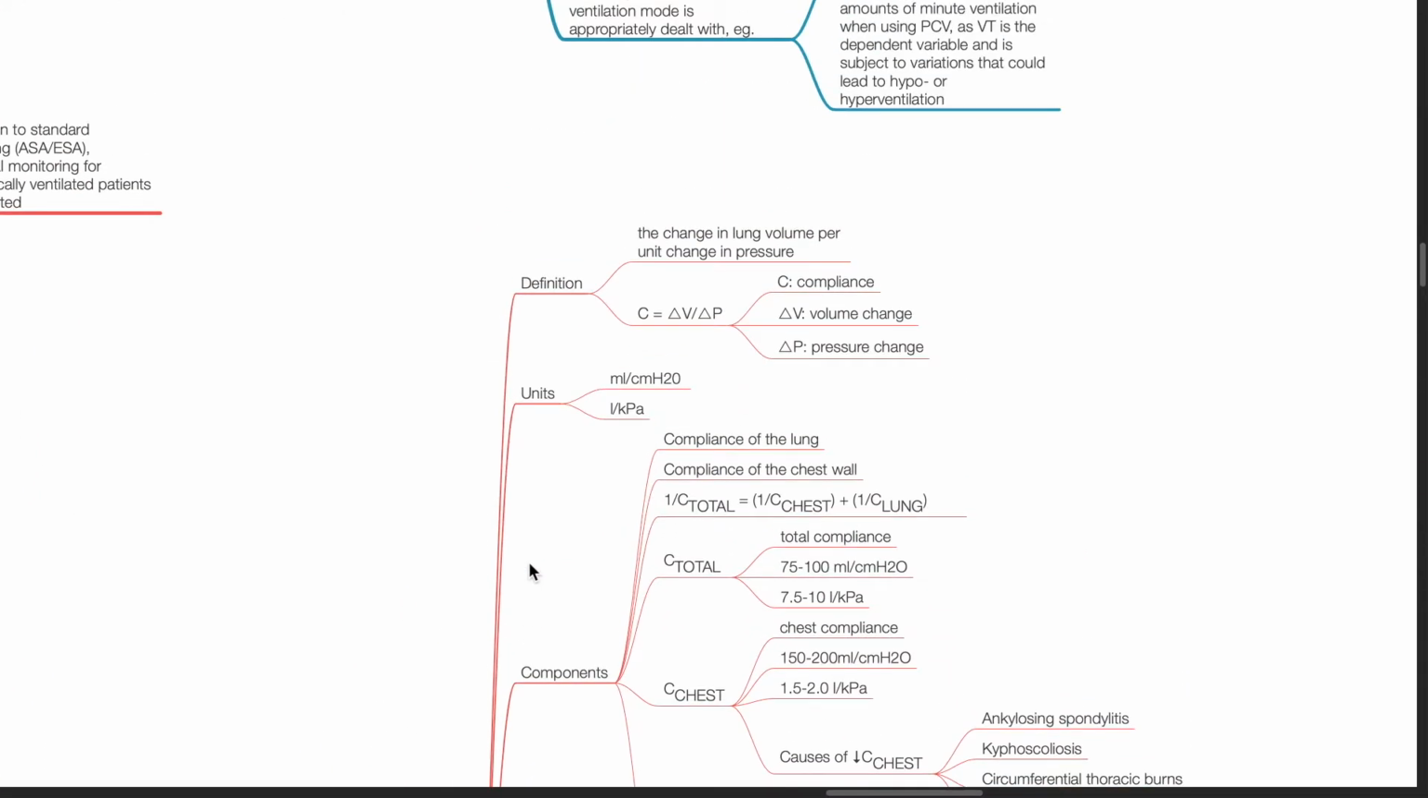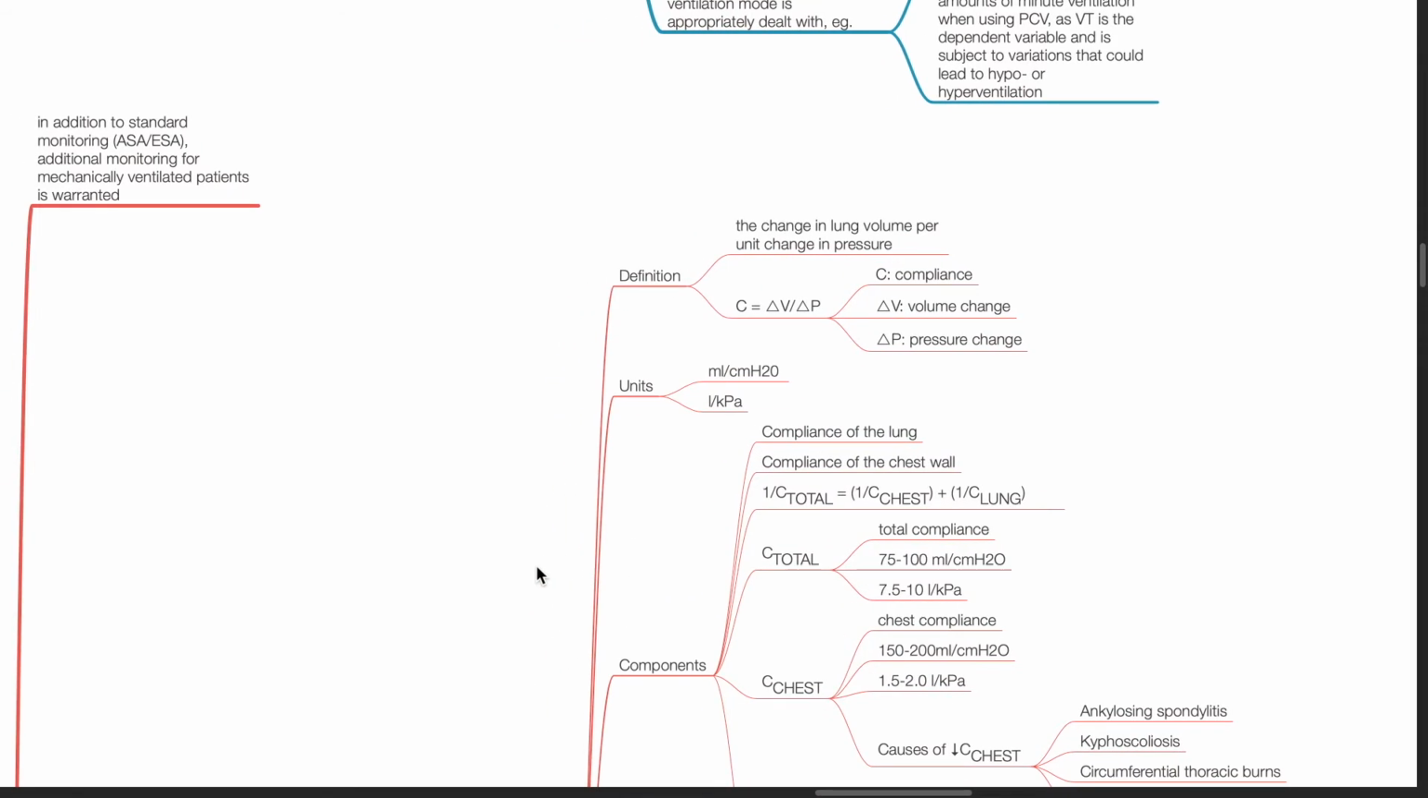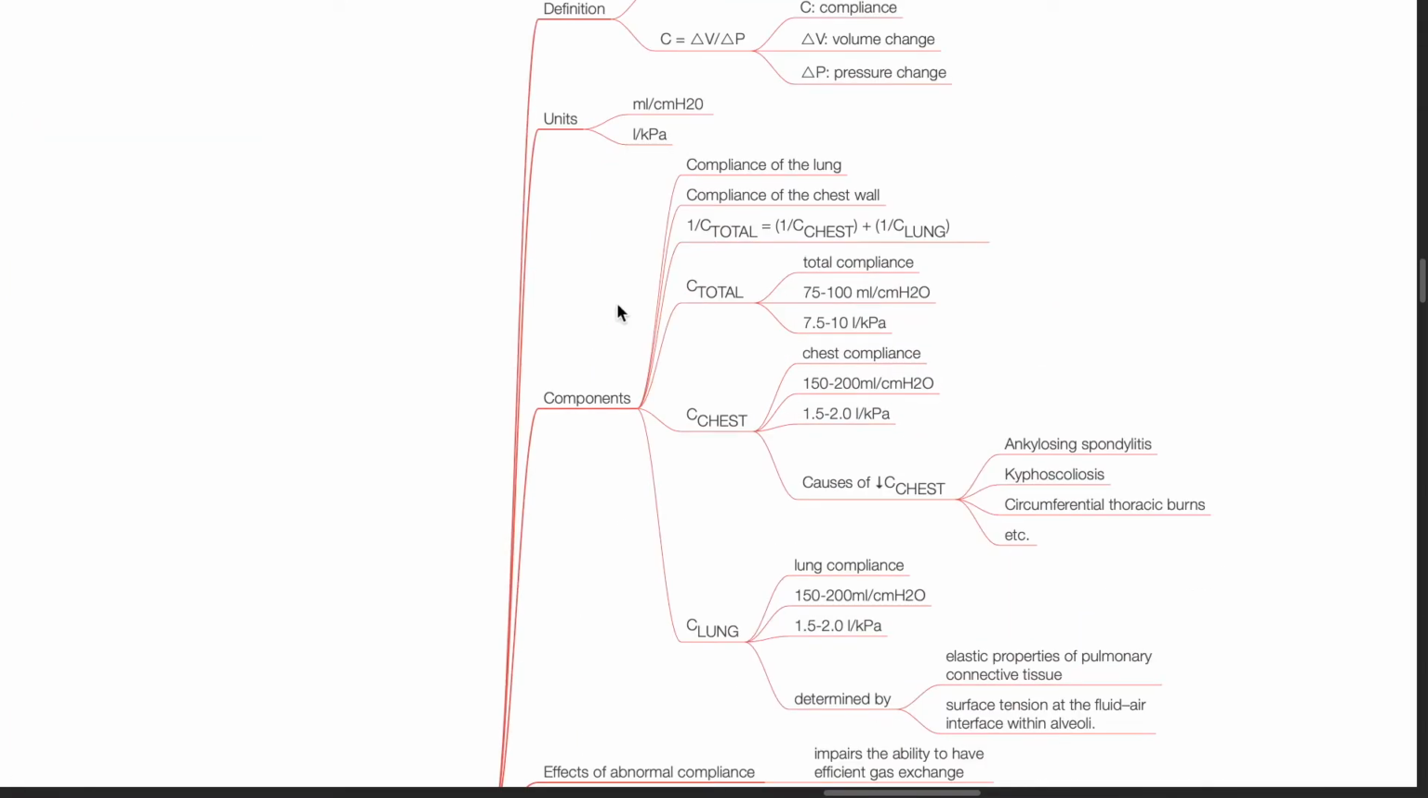Compliance is defined as the change in lung volume per unit change in pressure, with units mL per cm H2O or liter per kPa. Components of compliance include compliance of the lung, C lung, and compliance of the chest wall, C chest. The formula is 1 divided by total compliance equals 1 divided by compliance of the chest wall plus 1 divided by the compliance of the lung.